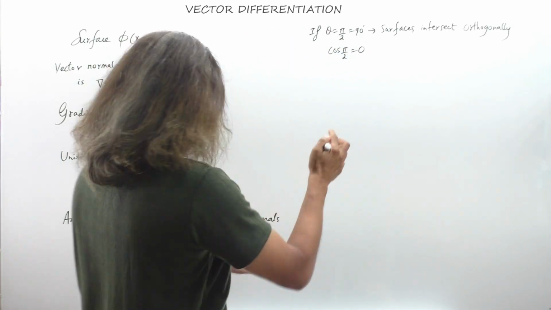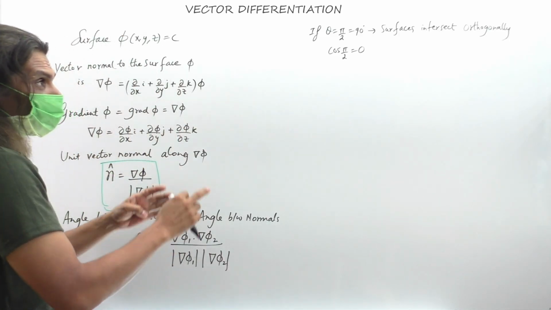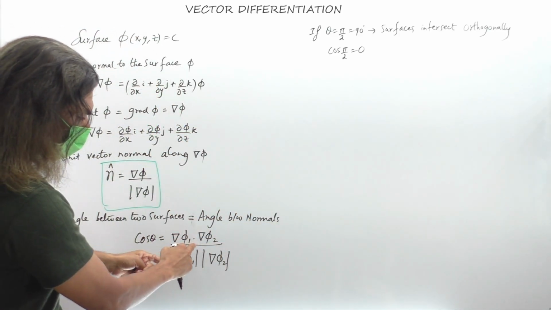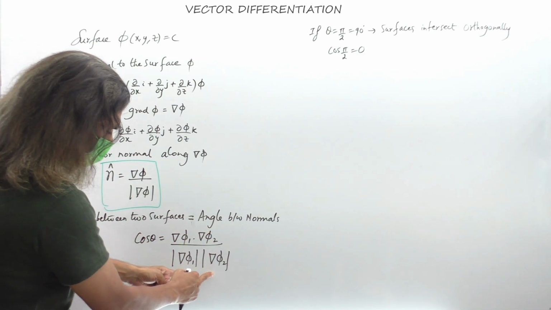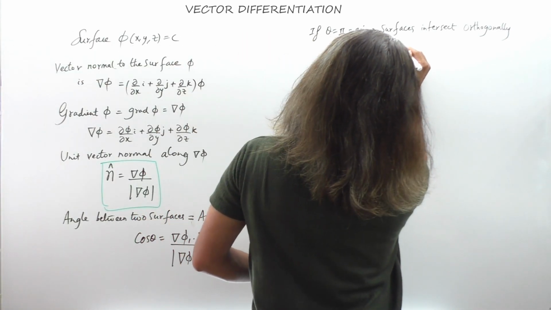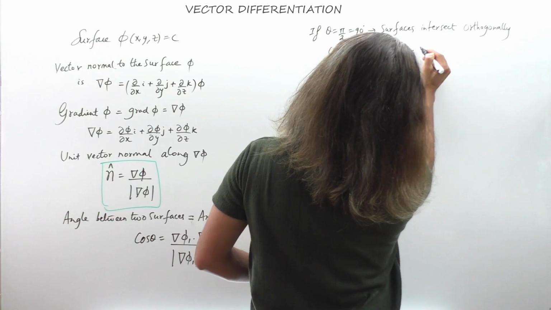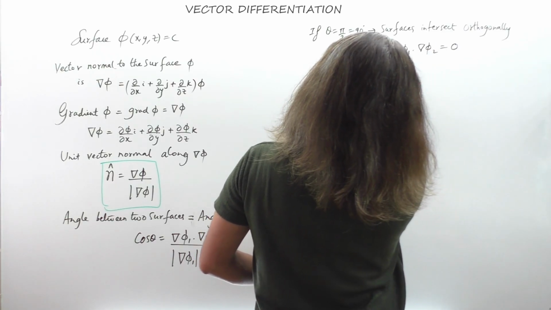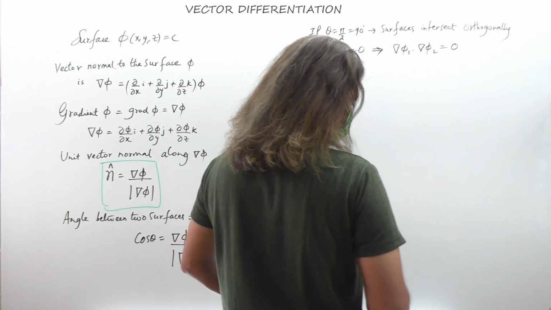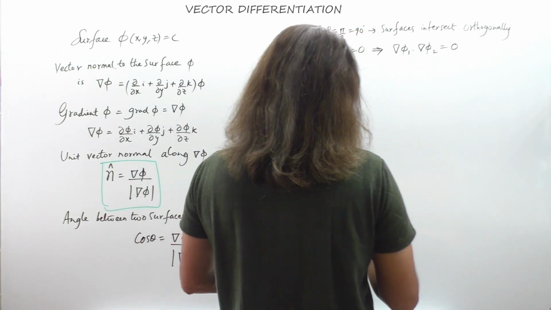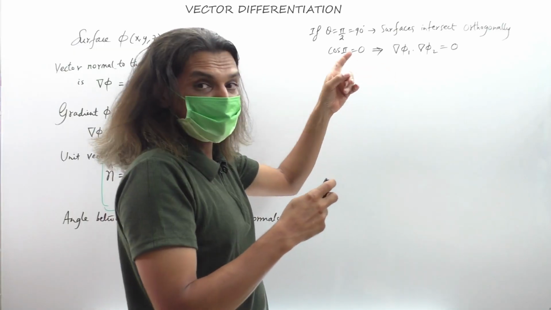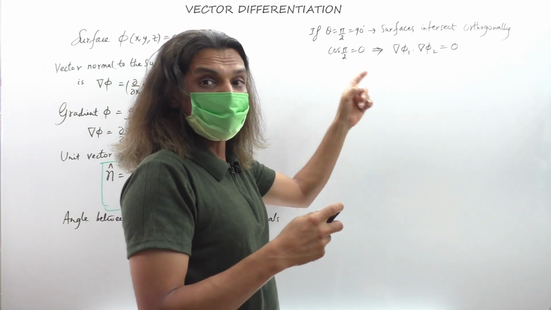That means cos of pi by 2 is equal to 0, because cos 90 is 0. So when you put cos 90 as 0 here, the condition for orthogonality becomes 0 is equal to del phi 1 into del phi 2 by modulus del phi 1 into del phi 2. That is, the condition becomes del phi 1 into del phi 2 equals 0. This is the simple condition. So, this is the condition for orthogonality of two surfaces.